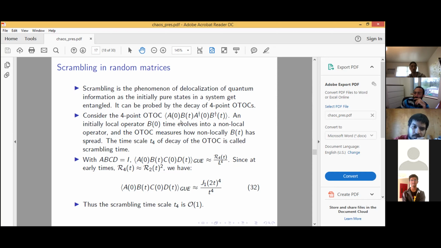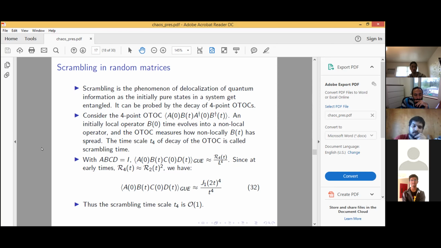If B0 is initially a local operator, under time evolution it becomes non-local, and the OTOC here quantifies how non-locally BT has evolved. And the time scale for the decay of this 4-point correlator, which we denote by T4, is the scrambling time.